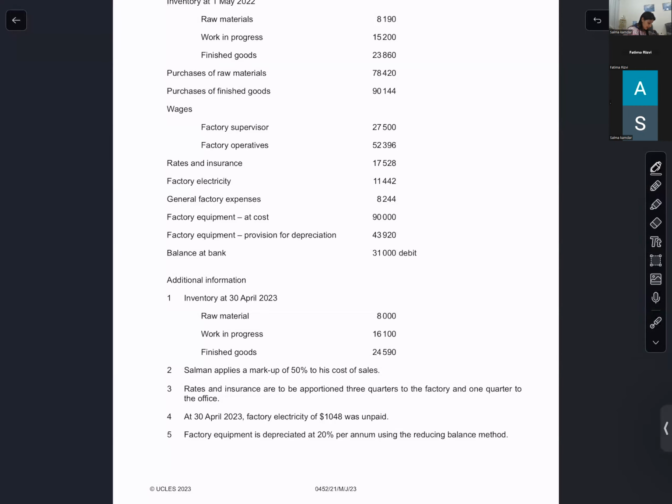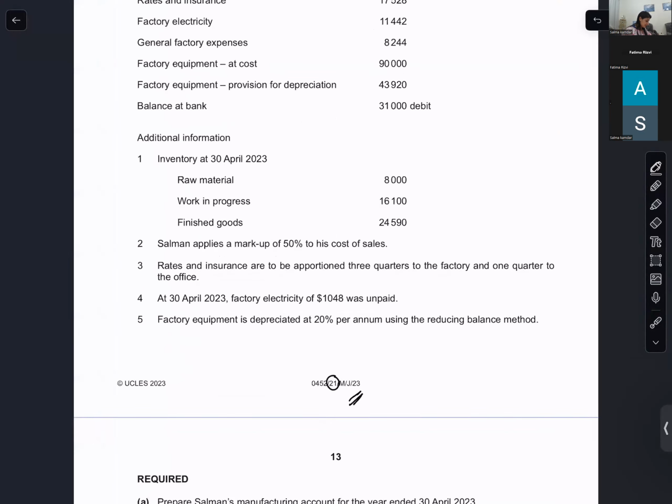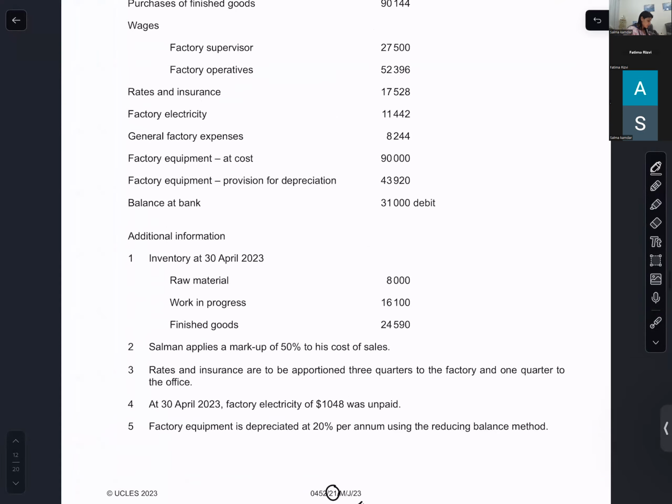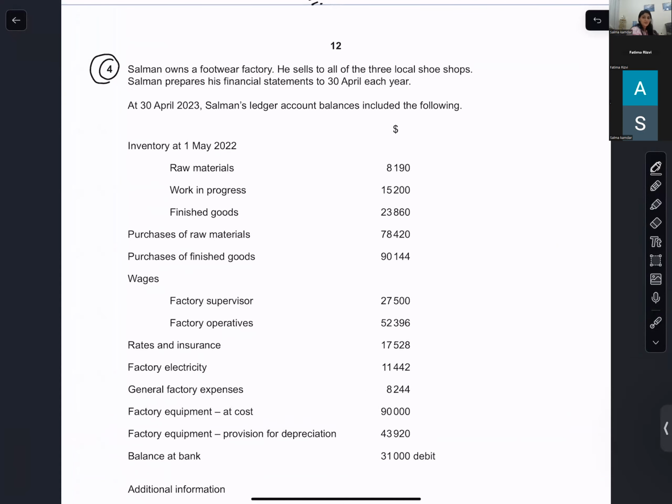We are doing a sum of May/June 2023, paper 21, which is related to manufacturing accounts. Are you with me? Yes, miss. And it's question number 4. Can you read the question for me?